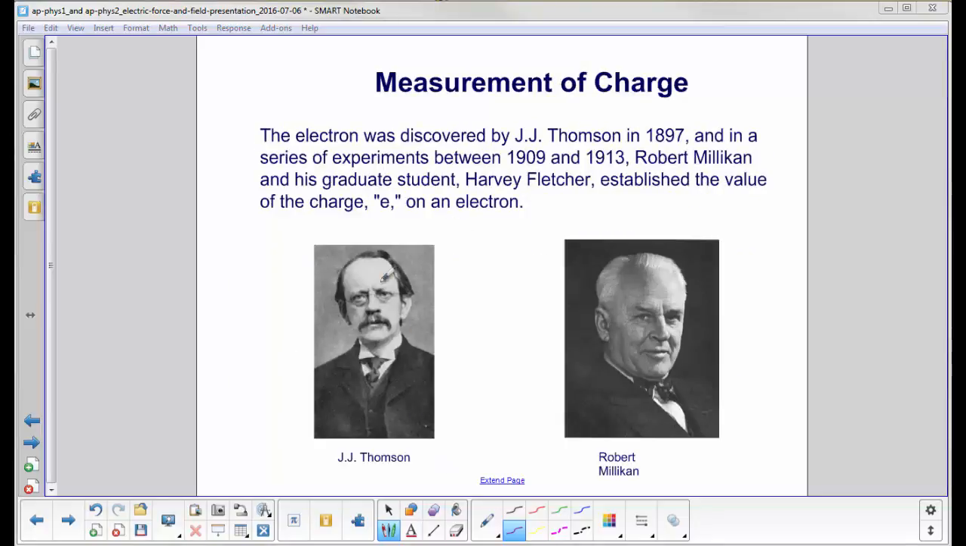A little more history here. The electron was discovered by J.J. Thomson, that's this gentleman over here, in 1897. And then, about a decade later, Robert Millikan and his graduate student, Harvey Fletcher, established the value of the charge on an electron. And that value is typically labeled as e. e is the charge on an electron.